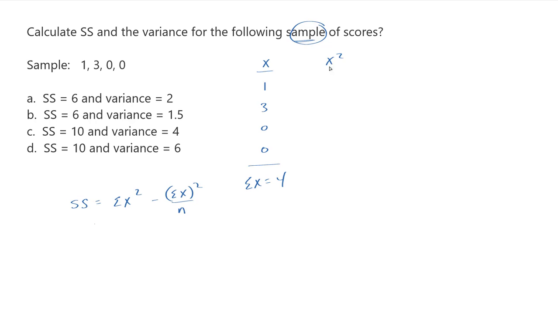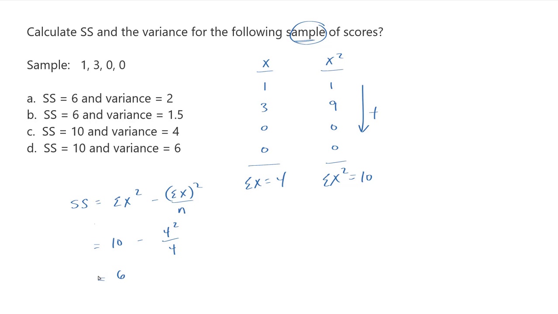And what about my x squared values? So 1 squared is 1, 3 squared is 9, 0 squared is 0, 0 squared is 0. And when I add these up, I'm going to get 1 plus 9. My sum of x squared equals 10. So I can fill in these values. And this will give me 10 minus 4 squared, which is 16, divided by 4. That makes this whole thing equal to 4.